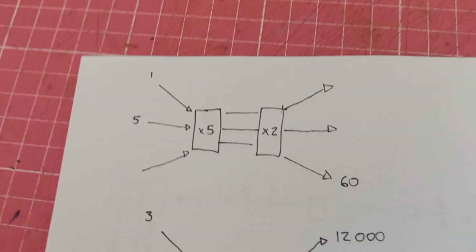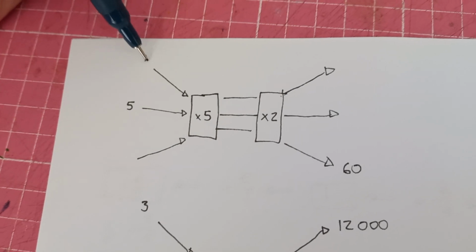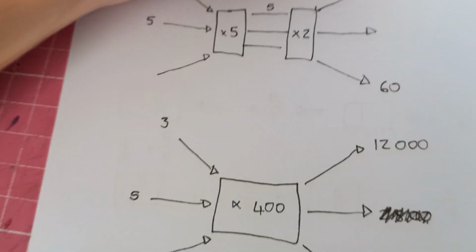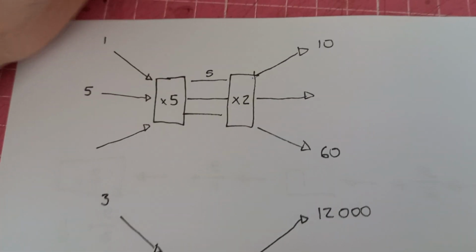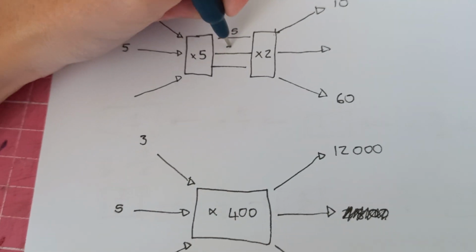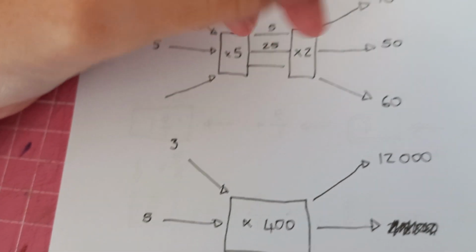Now we have another one like this. So let's just have a look at it. We have our input number of 1. 1 times 5 will give us 5. 5 times 2 will give us 10. Okay. Our input number here is 5, so 5 times 5 will give us 25, times 2 will give us 50. But here we don't have the number, but here we do.